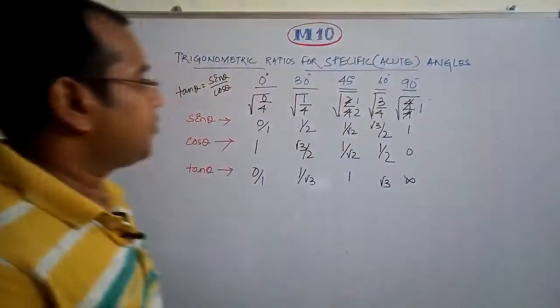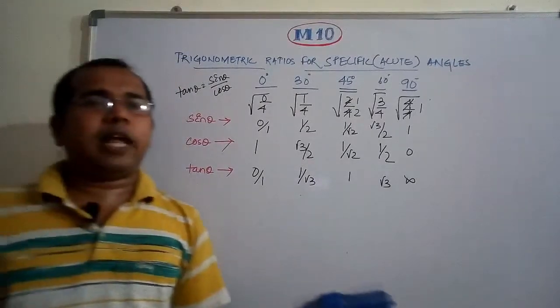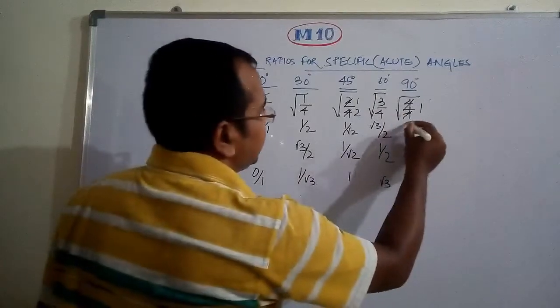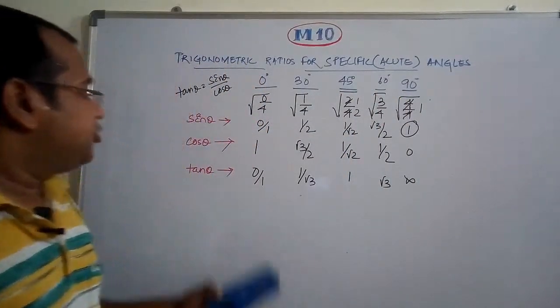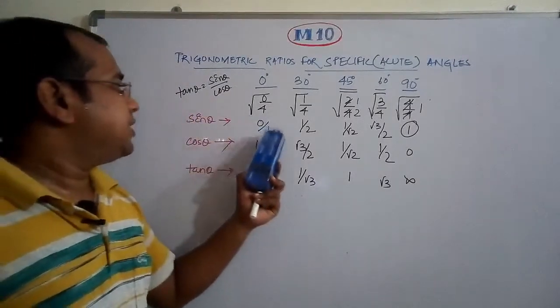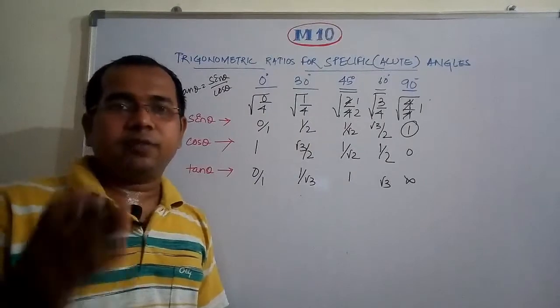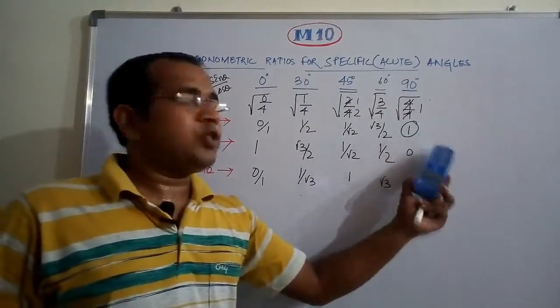Now, if I ask what is the maximum value of sine theta, what is the maximum value of sine theta here? See here, it is 1. Okay, don't be confused. The minimum value of sine theta is not 0, it is actually -1. It is beyond the scope of your syllabus. You are going to read it in the higher classes. So the maximum value of sine theta is 1.